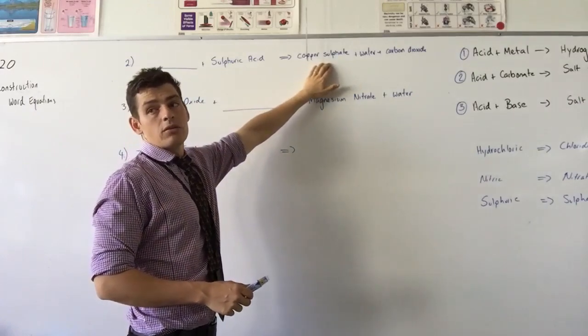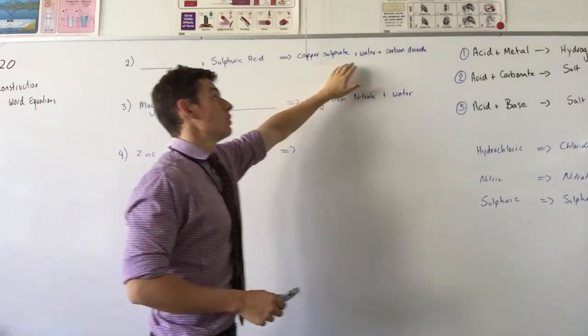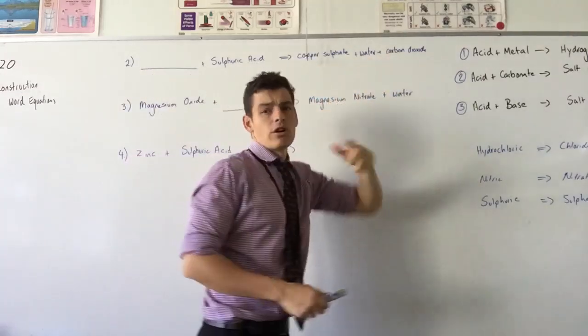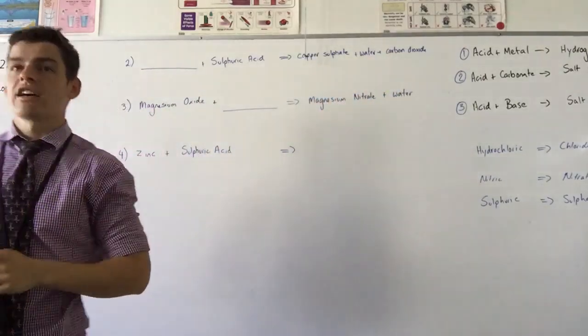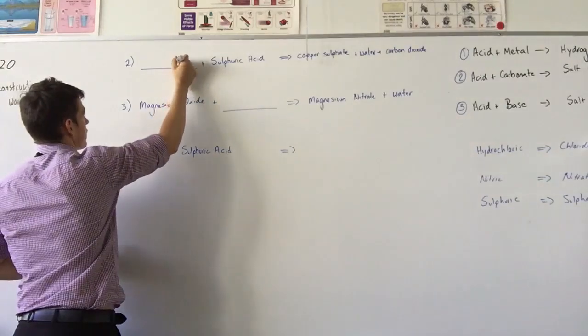Copper sulfate. What do we call that? That's our salt, water, and carbon dioxide. Now do we know what reaction we have? Yeah. What reaction's that, Charlie? It's a carbonate, and you're very good. I'm just going to slow you down. So we've got a carbonate reaction.